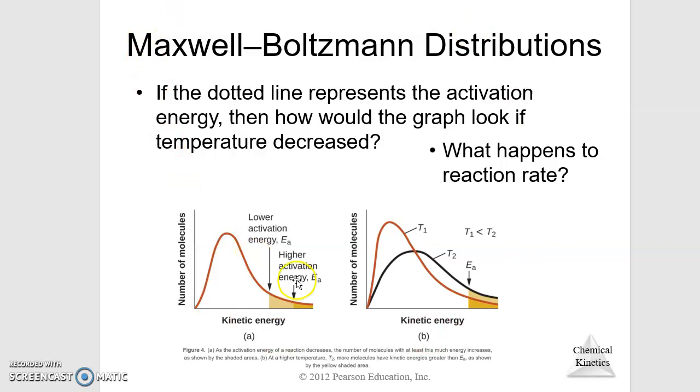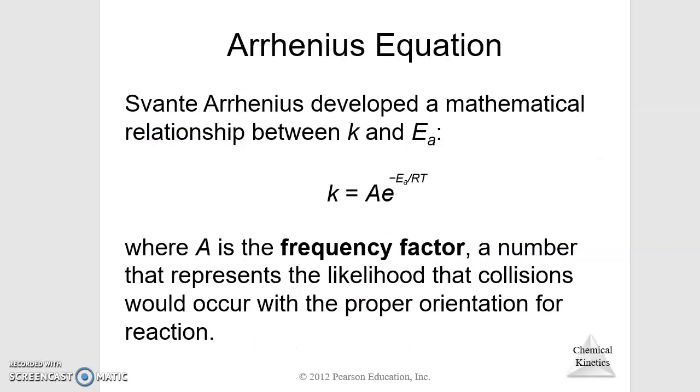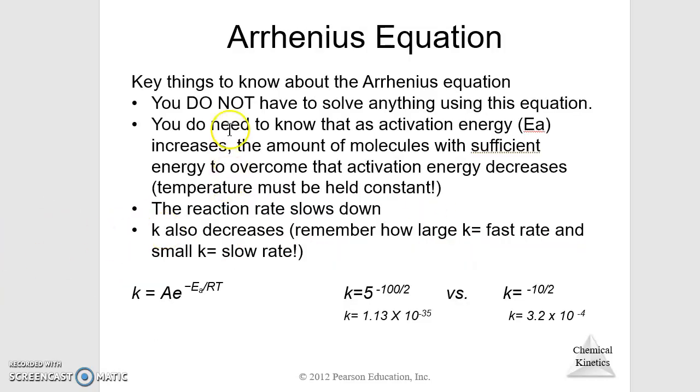And actually, from this Maxwell-Boltzmann distribution, some guy named Arrhenius derived the Arrhenius equation. The good news is you don't have to solve for anything regarding using this Arrhenius equation. You just have to make certain connections. This is defined right here. A is the frequency factor. This is how often those collisions would occur to result in an actual reaction. But again, you don't have to solve anything for that. You do have to know a couple of points.